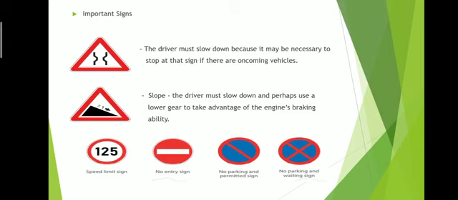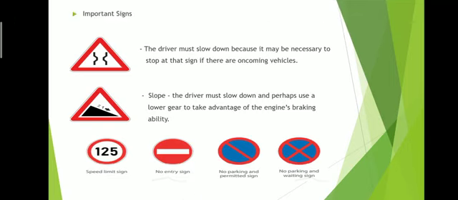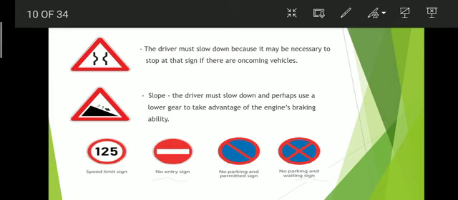Important sign, this speed limit sign, this is the no entry sign, a very favorite question. People confuse between the second and the fourth. The two are different. The no entry sign is like a minus in a red circle. The no parking sign is where you cannot park but you can wait. There is a no parking and no waiting sign in which you cannot park and you cannot wait in this area.